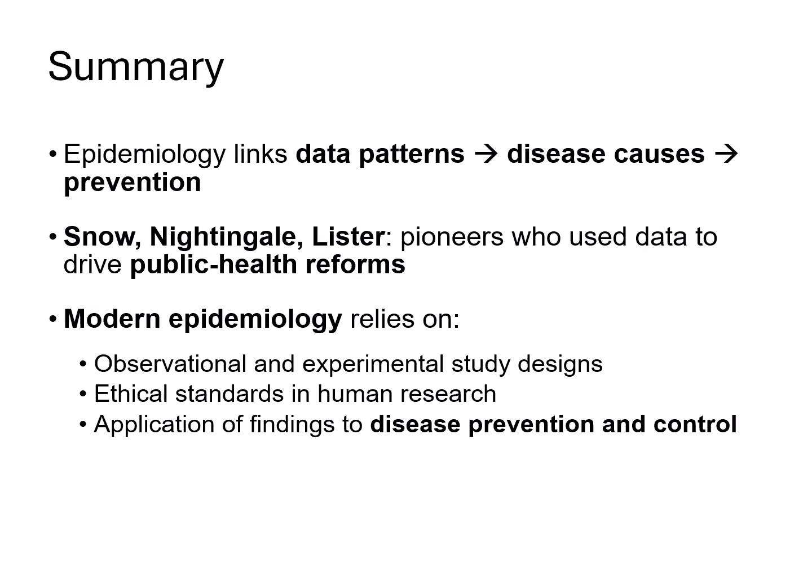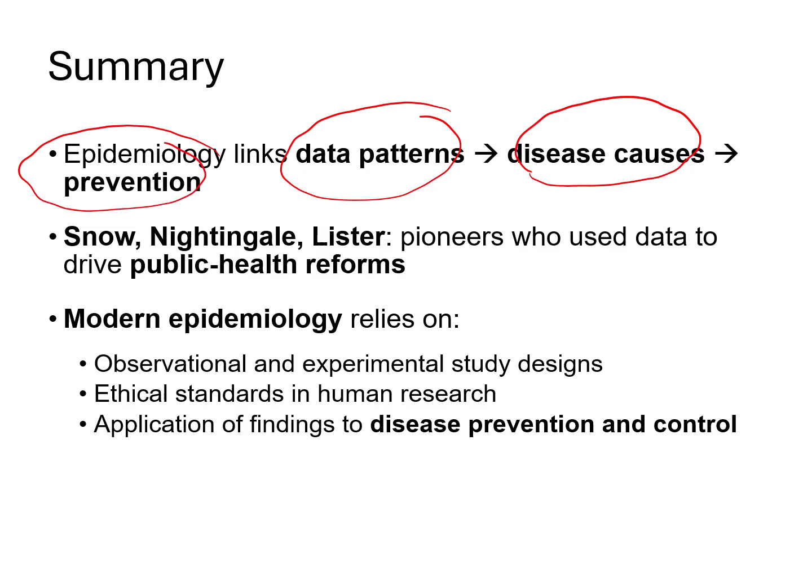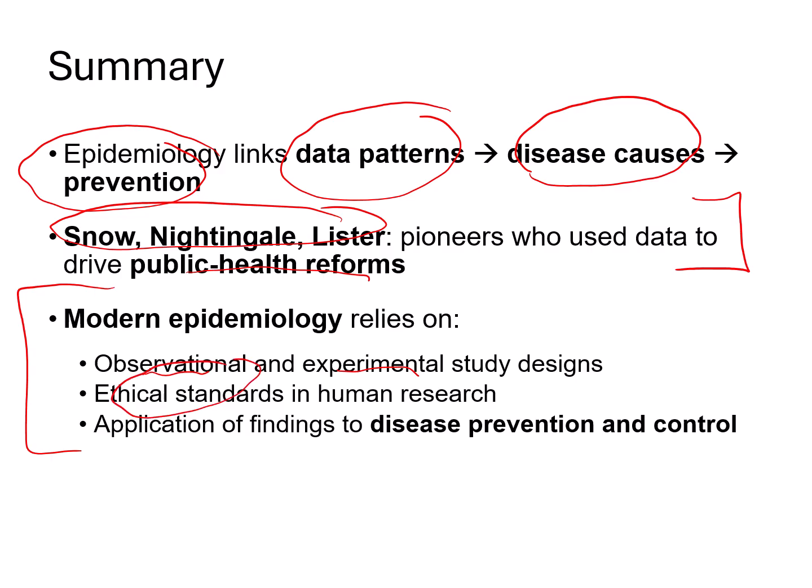So in section 16.2, we really looked at how epidemiology connects patterns in data to figuring out what's causing the disease. And once we know that, we can figure out how to prevent the spread of disease. The pioneers who use data to drive public health reforms really are our founders or first epidemiologists. And modern epidemiology relies on those observational and experimental studies, ethical standards in human research, and looking at how we can apply our findings to preventing disease and controlling the spread of disease.